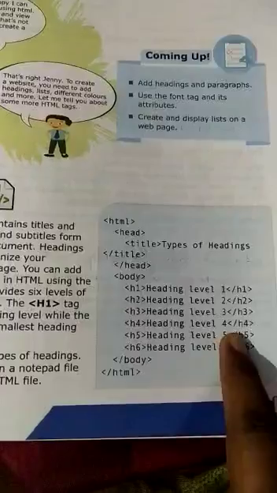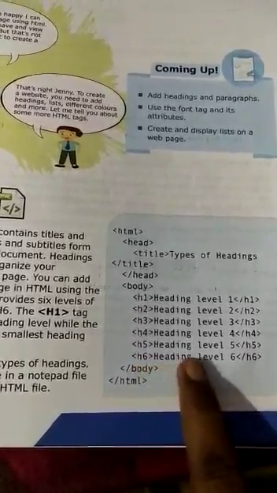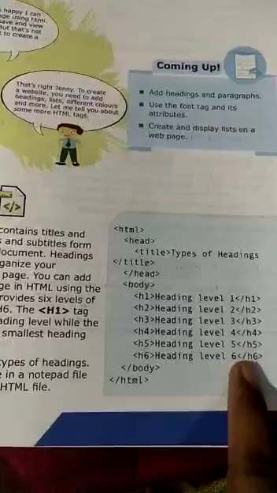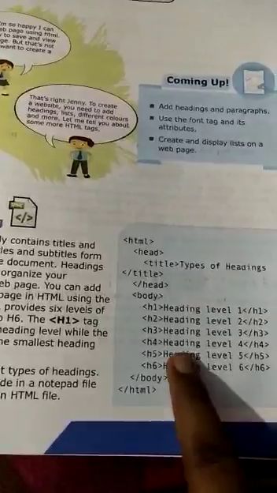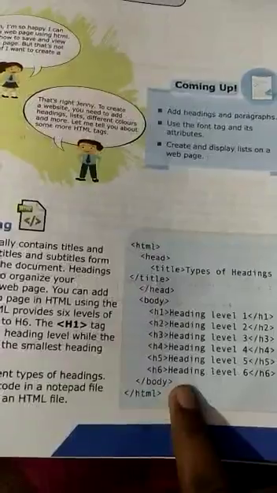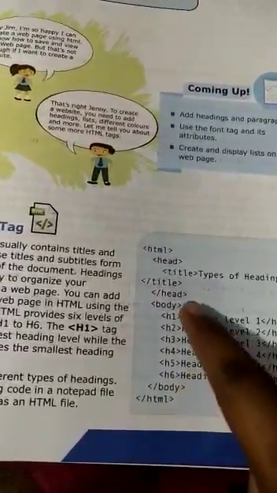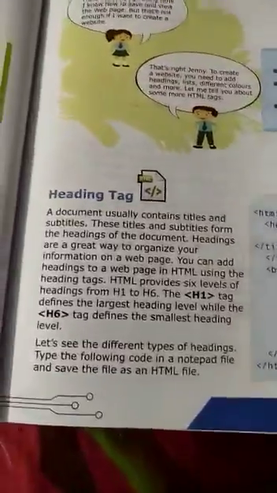We use slash to close the tag. H5 heading level 5, H5 tag closed. H6 tag started, heading level 6, H6 tag closed. You can write down any information between the tag, whatever you want to share, whatever you want to write in the web page. Then the work of body tag is finished, so we will close body tag and we will close HTML tag. Now what will be the output of the code we have written?